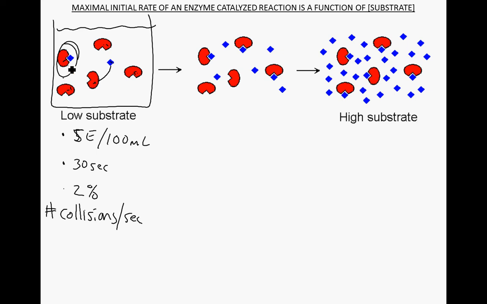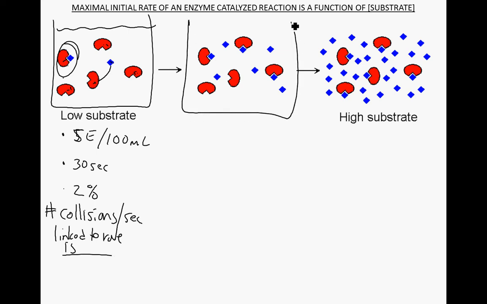So the number of collisions per second is then linked to the rate, or not linked to it, it is the rate of the reaction. So in this middle panel, if I keep my enzyme at 5 enzymes per 100 milliliters, and I let this run for 30 seconds, and now I increase the substrate to 1, 2, 3, 4, 5, 6, 7, 8, say an 8% substrate concentration. Well, look, I still have 5 enzymes. What's the likelihood that these enzymes collide with the substrate? It goes up. It's increased.